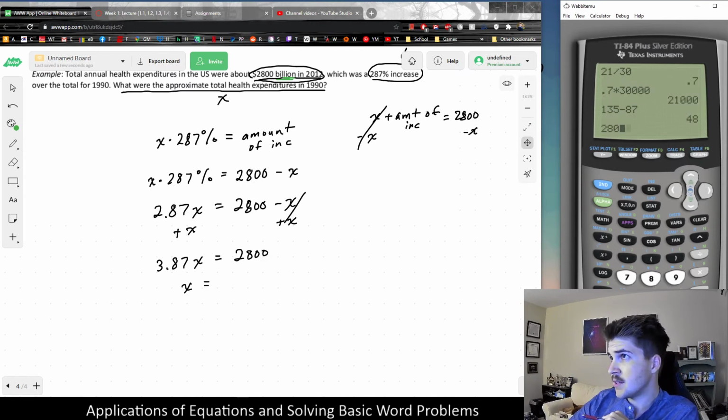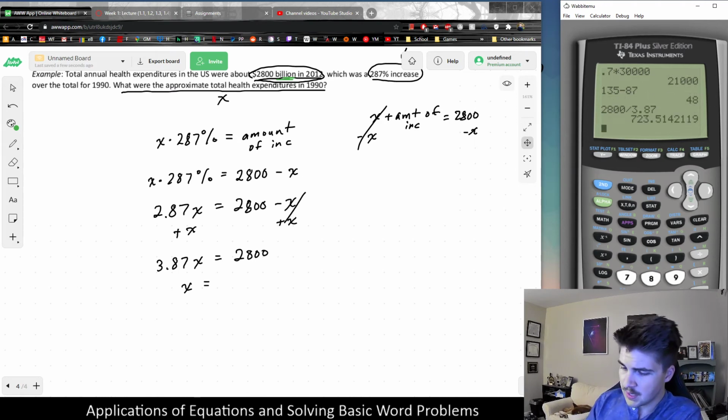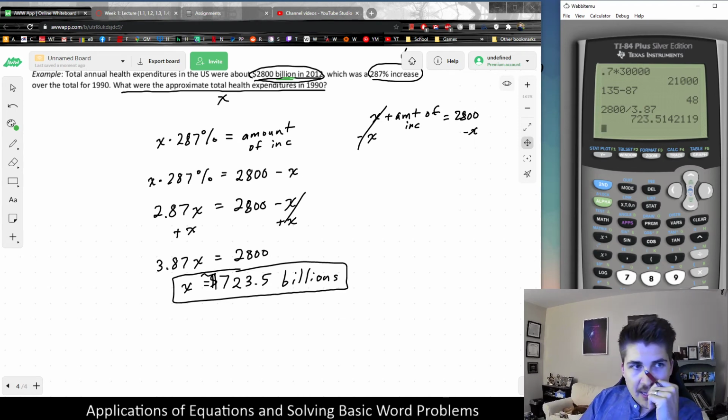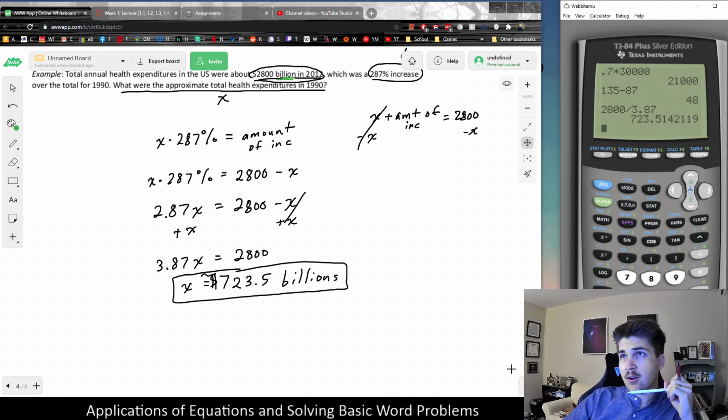So 2800 divided by 3.87 would give me my initial amount, which is approximately 723.5. And that's going to be in billions of dollars, because the original number I used was in billions. So basically, there we go. And last but not least, does this answer make sense? So what I'm concluding is that our health expenditures in 1990 were 723 billion, and that now it is 28,000 billion.